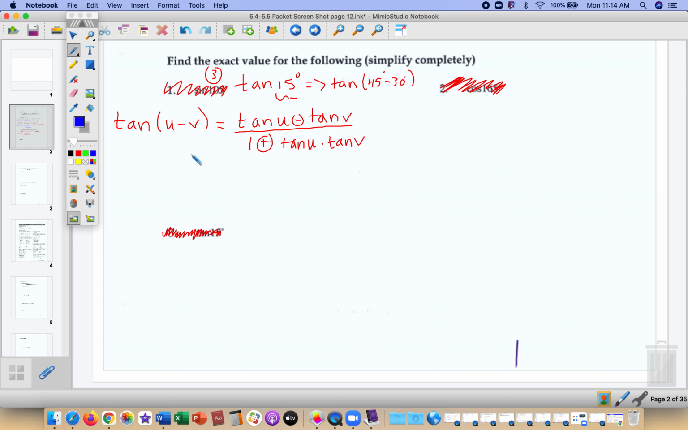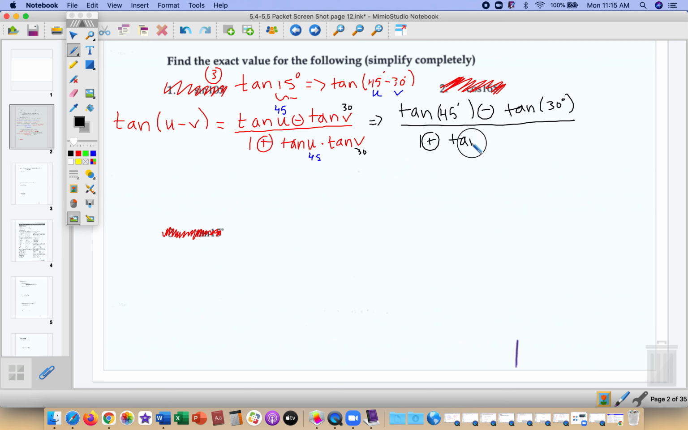Now we're going to figure out what u and v are. So u is the first number, v is the second. Wherever we see a u, we're going to plug in 45, and wherever we see a v, we're going to plug in 30. So now we'll have the tangent of 45 degrees minus the tangent of 30 degrees all over 1 plus tangent of 45 degrees times the tangent of 30 degrees.